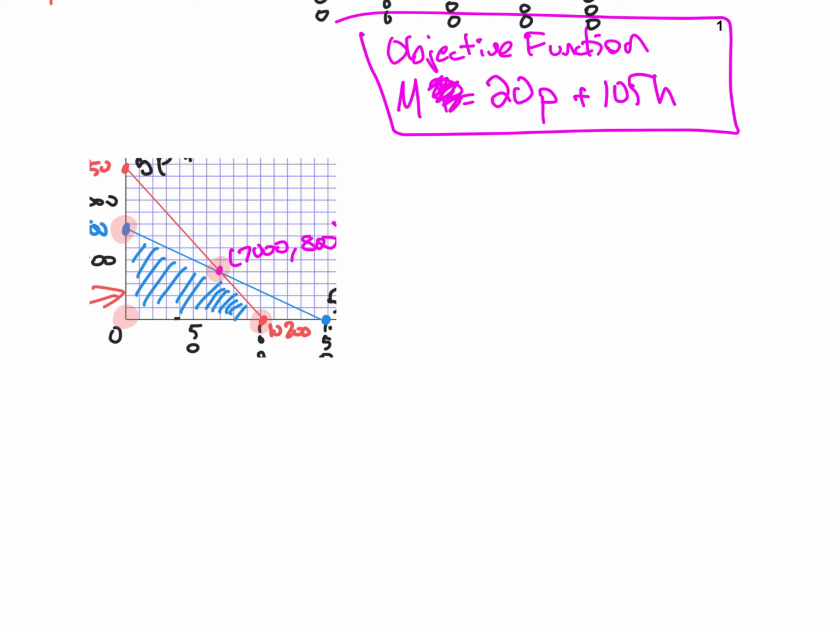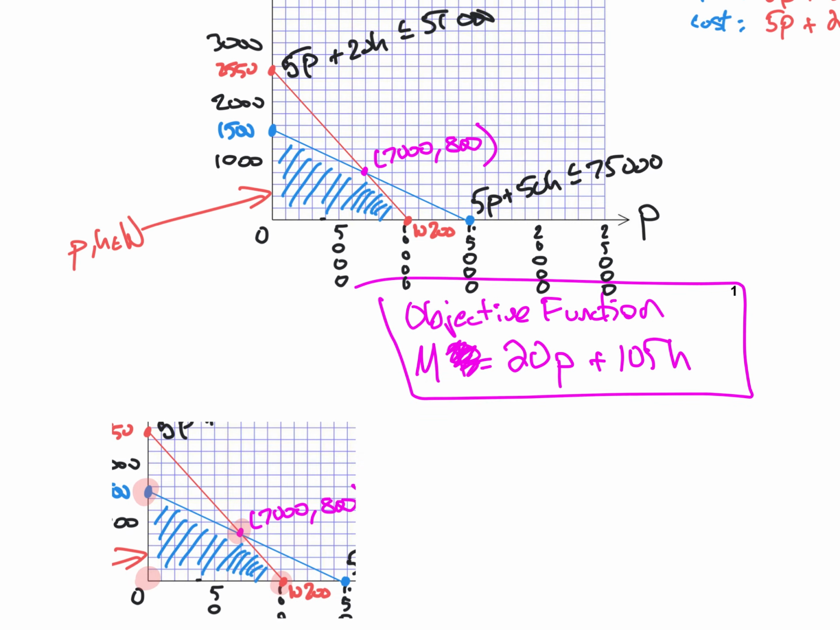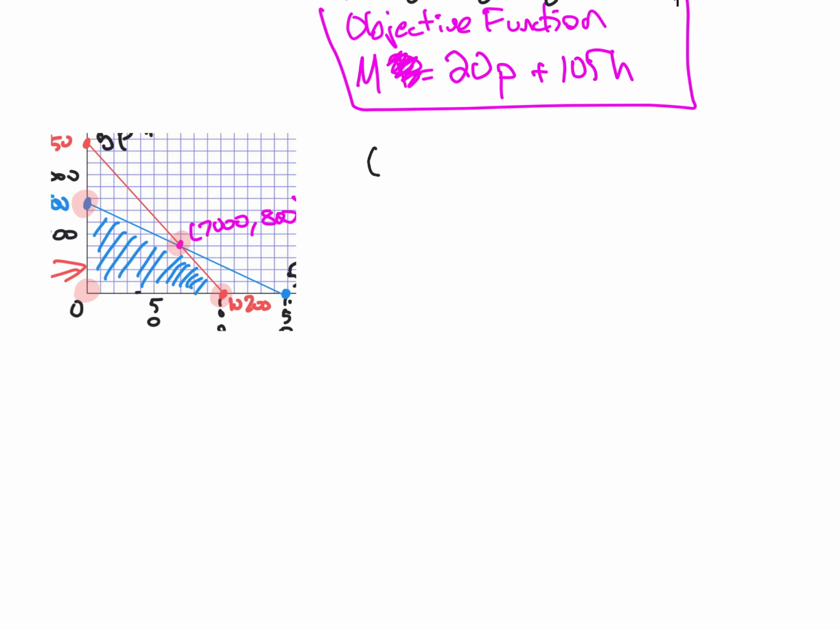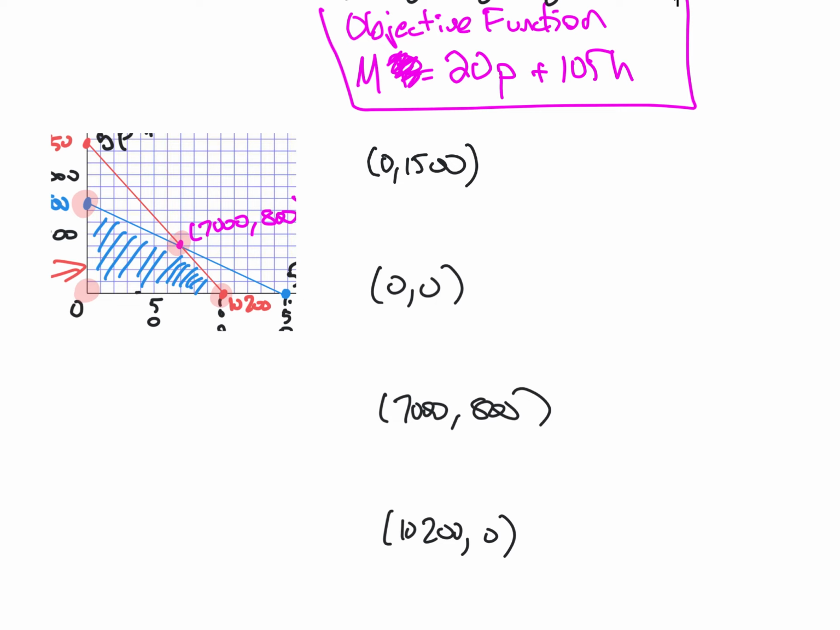So those points are 0, 1,500, 0, 0, 7,800, and 10,200, 0. Remembering that in these ordered pairs, the first number is the number of programs, the second number is the number of hoodies. So what we want to do is evaluate the objective function with each of these points.